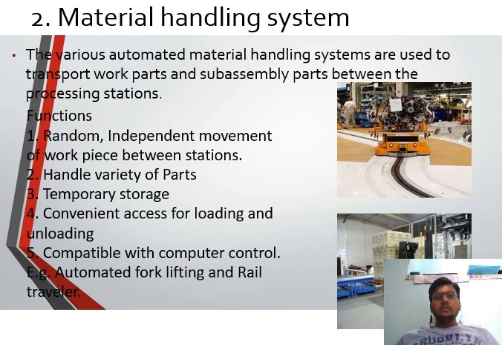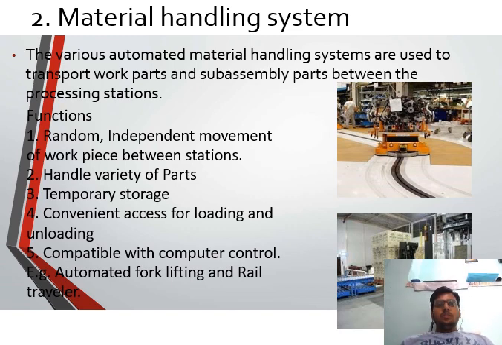Second system is material handling system. The material handling system is completely automated, and is used for transportation of work parts and sub-assembly parts between the different processing stations. The major functions of this material handling system are random and independent movement of workpieces between different stations, to handle a variety of parts, and to handle temporary storage of parts. Then convenient access for loading and unloading is provided by this material handling system. Majorly these are compatible with computer control, and these are the major functions.